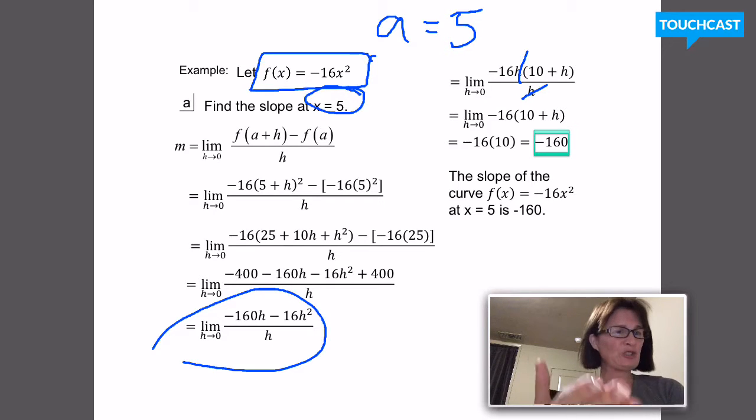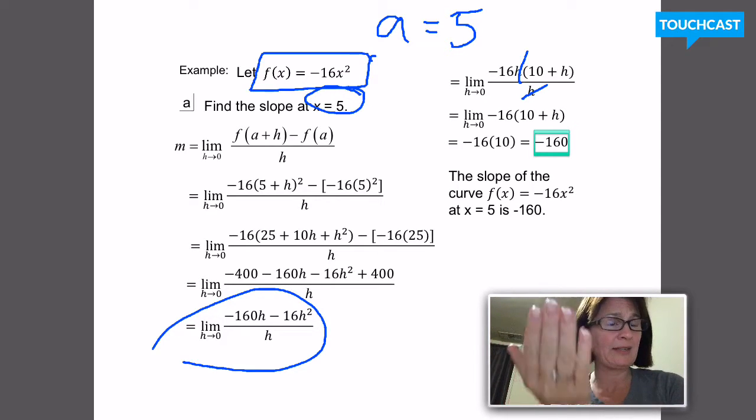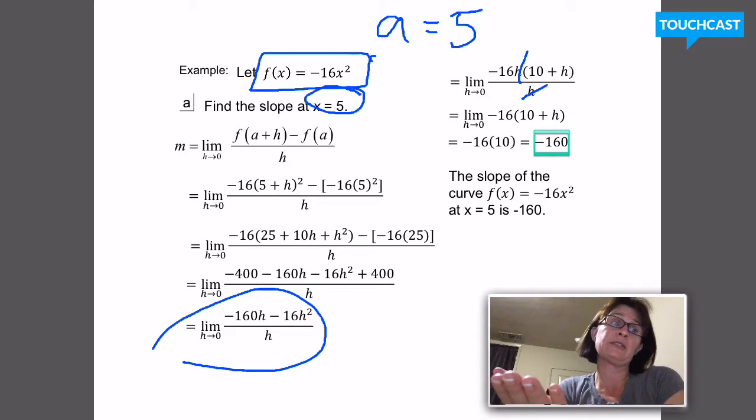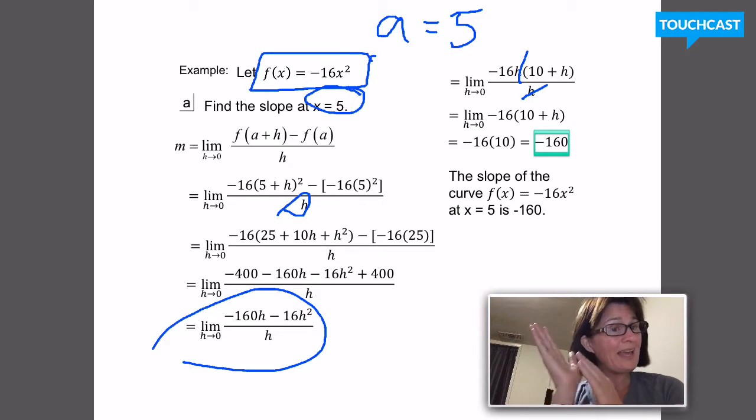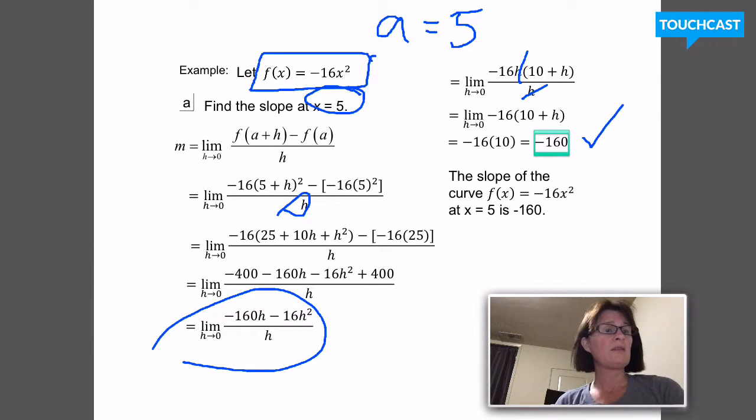Now, I didn't actually try it before. I suppose I could have tried at the beginning, substituting 0 in for h to see if it worked. But I can tell right away I'm going to have a divide by 0 problem. But now, once the h in the numerator and h in the denominator cancel, I can substitute 0 in for h. I no longer have a divide by 0 problem, and I have my result. The slope of the graph of y equals negative 16x squared at the place where x equals 5 is negative 160.